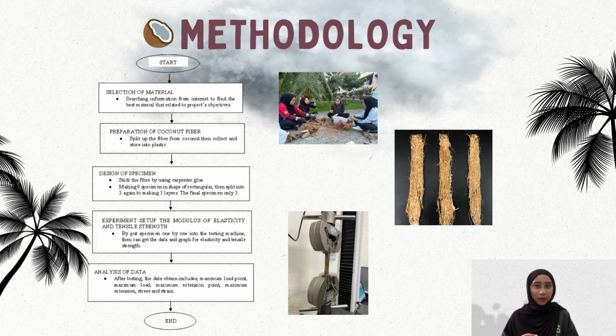To stick the fiber, we use carpenter glue. The final specimen at the end is only 3. When the plate is ready, the experiment setup for testing of tensile strength and modulus can begin and data analysis can be obtained. Data analysis will be focused on strain and stress. Finally, the conclusion can be made by referring to the observation and analysis during the testing.